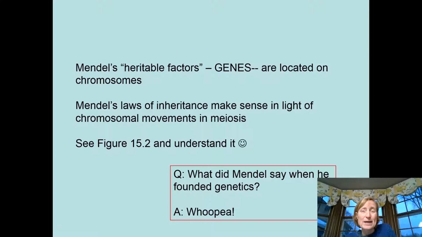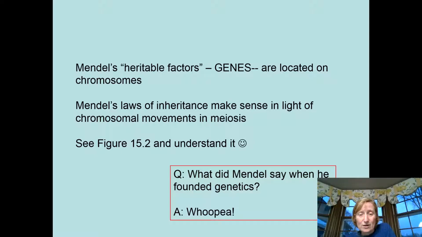And it turns out that Mendel's 2 laws, his big laws of inheritance, make sense in light of the way that chromosomes move around with their genes on them during meiosis. And there's a great figure 15.2. It's on the next slide. We'll take a look at it.